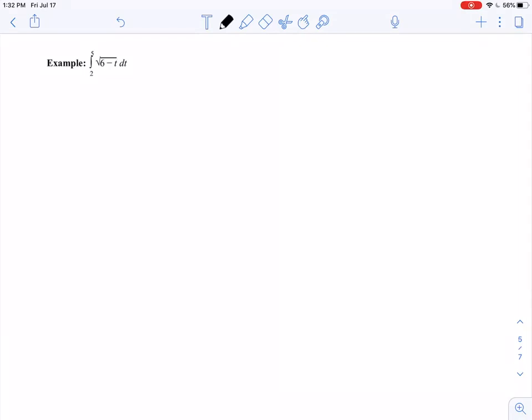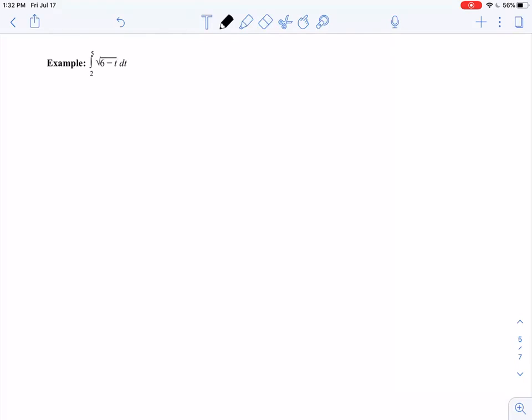In this video, we're going to take a look at what happens if we want to evaluate a definite integral that requires integration by substitution to find its antiderivative. If you're following along, I did jump ahead to the page after the next one, and we're going to come back and look at those other integrals in just a moment. So here I have the definite integral from 2 to 5 of the square root of 6 minus t dt.